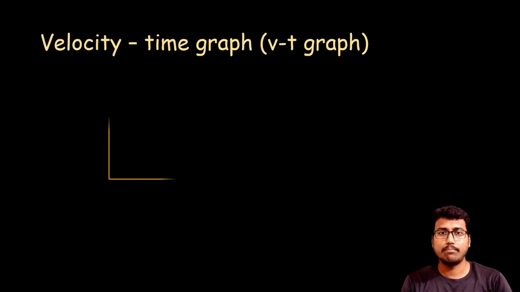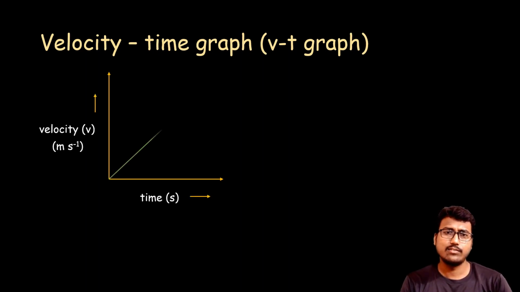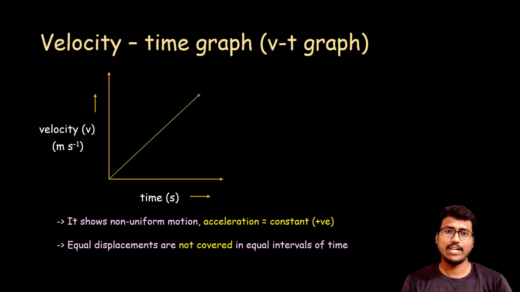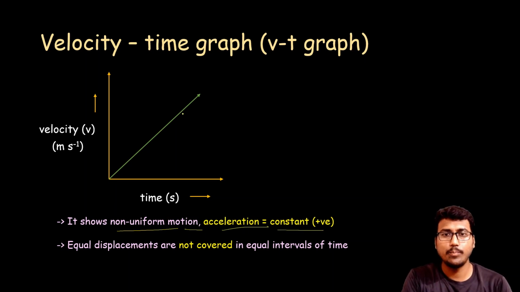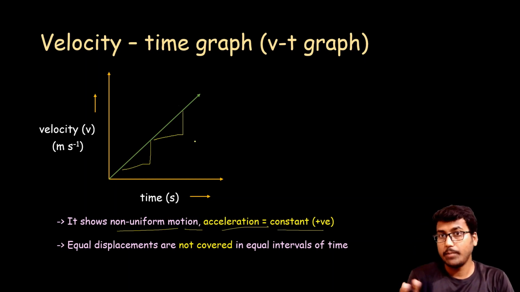Next, one more example, one more graph. Here, the representation will be kind of different. Does it show non-uniform motion or uniform motion? It's increasing. Yes, it shows non-uniform motion. Acceleration is constant. See here, if you find out slope of this graph, acceleration is constant. You can find out here or wherever you find out, acceleration will be the same only.